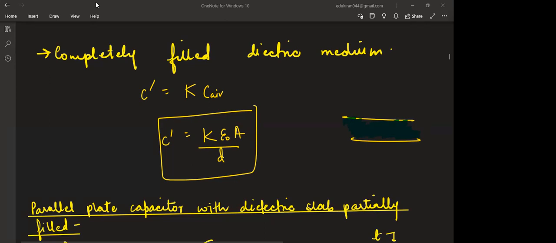No, air is not a dielectric medium. That's why we write air separately and dielectric medium separately. Other insulating materials are dielectric media, but not air. For air, we write it specifically. So remember the formula of air separately also.